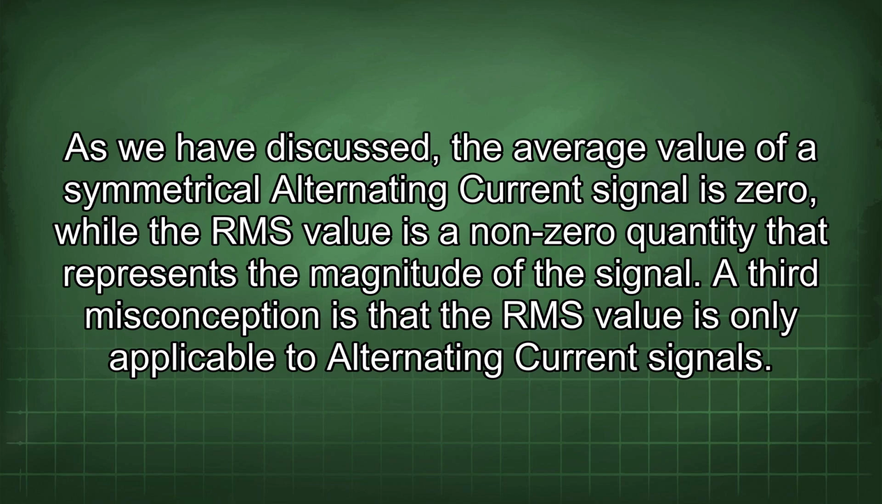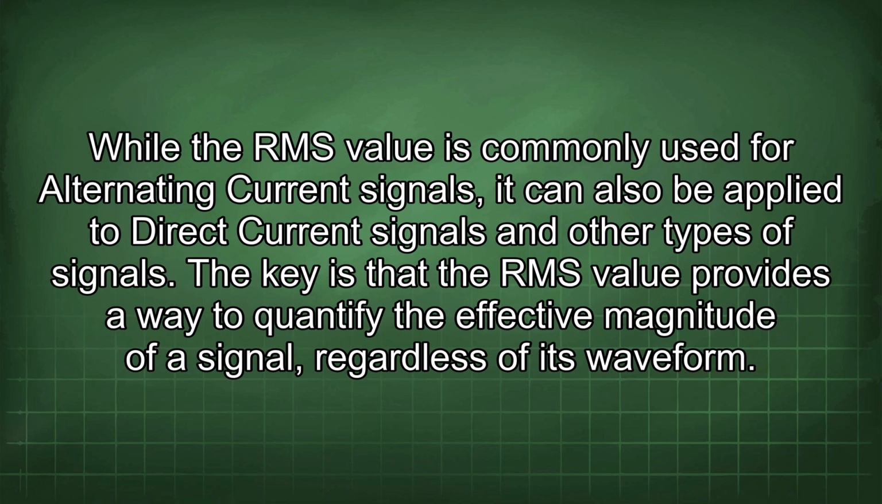A third misconception is that the RMS value is only applicable to alternating current signals. While the RMS value is commonly used for alternating current signals, it can also be applied to direct current signals and other types of signals. The key is that the RMS value provides a way to quantify the effective magnitude of a signal regardless of its waveform.